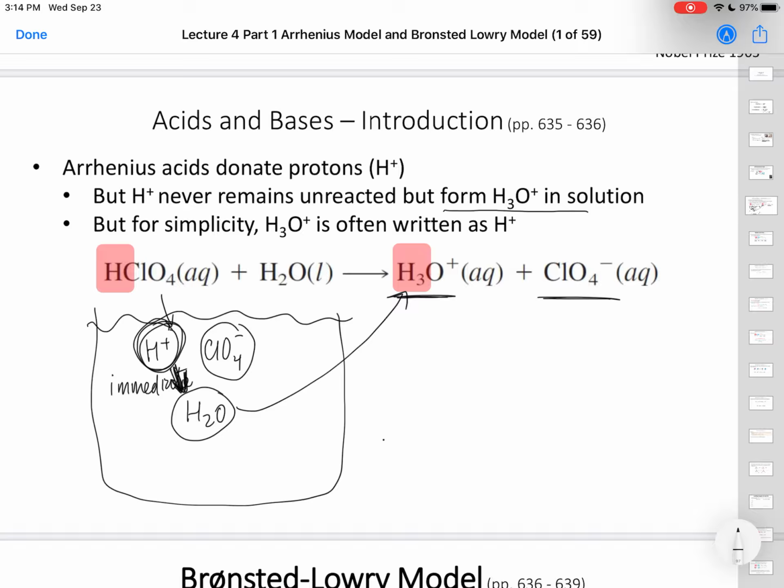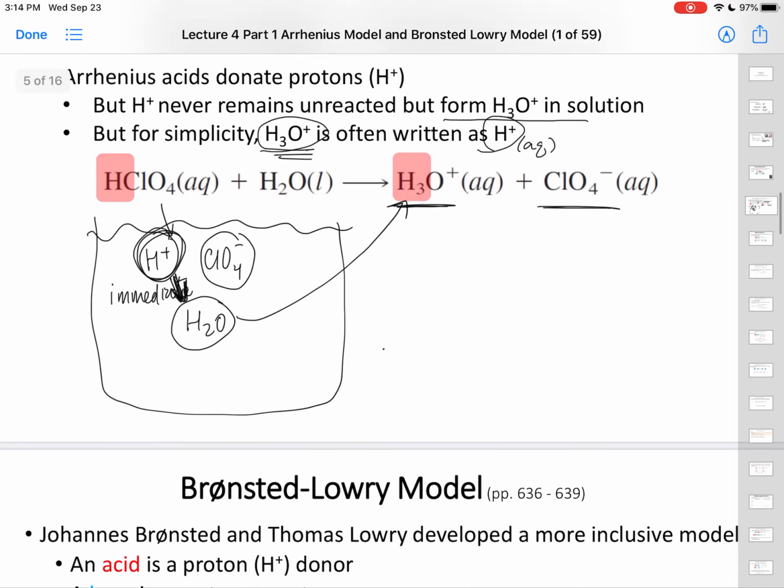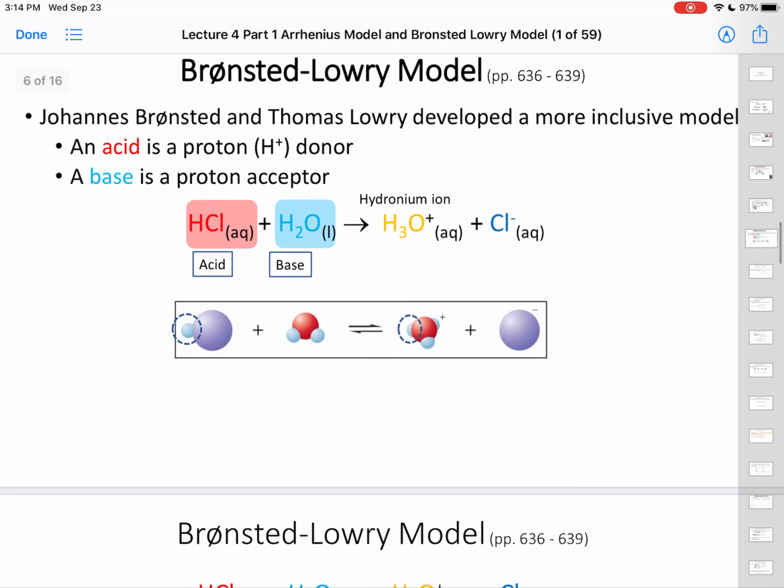Okay. So for simplicity, oftentimes we don't write H3O plus, we often write H plus, but when we write H plus aqueous, we really do mean H3O plus. Something to keep in mind as a footnote moving forward in this chapter and the next chapter.